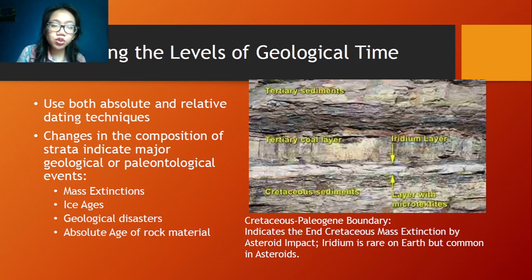Changes in the composition of strata have also been used as relative dating. This has been used to identify major geological or paleontological events, like mass extinctions, ice ages, geological disasters, and the absolute age of rock materials. Absolute dating is well and good, but with the techniques of relative dating, we were able to identify major events in our history. Even if it's not that precise, at least it revealed a lot already about the history of our planet.